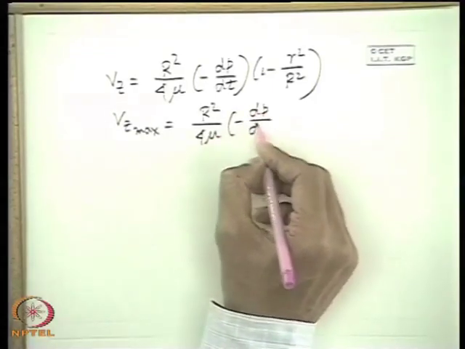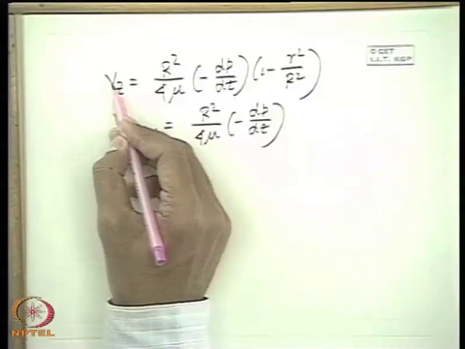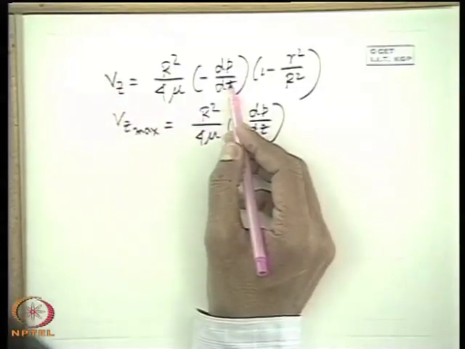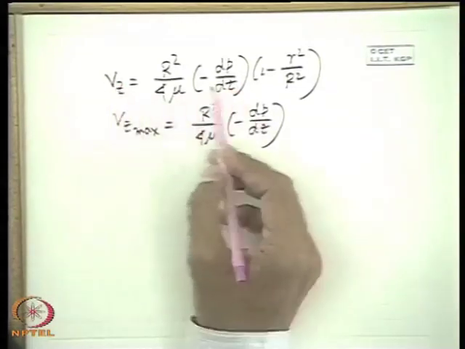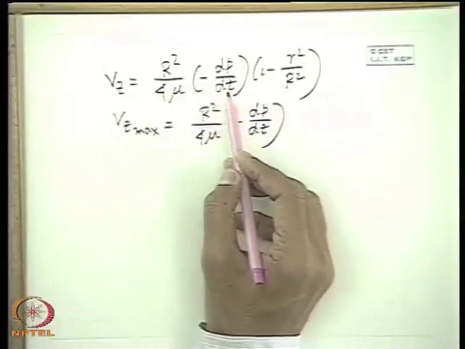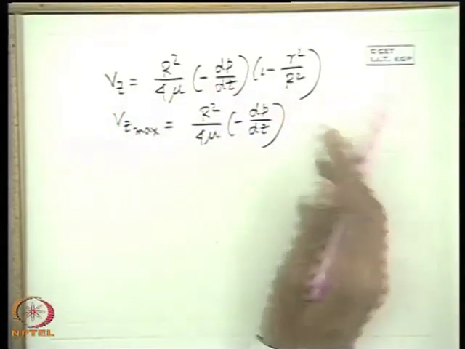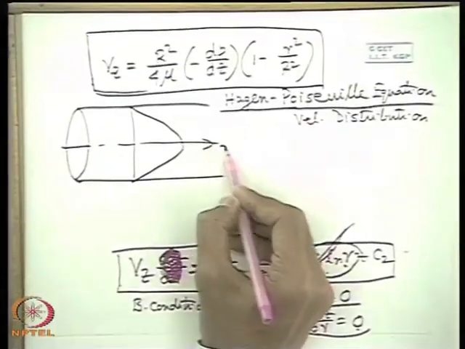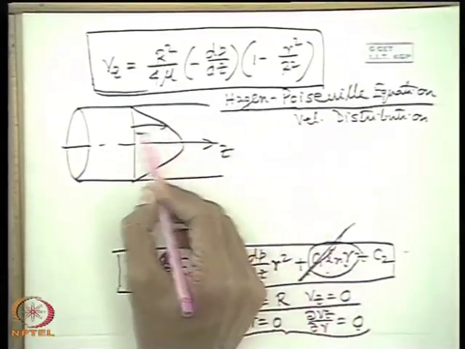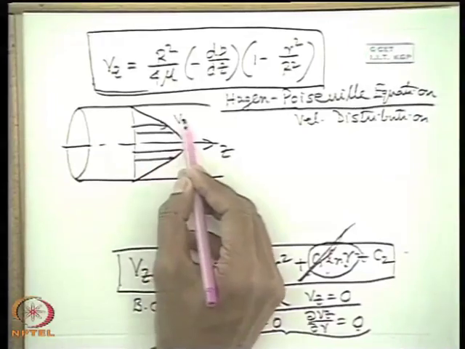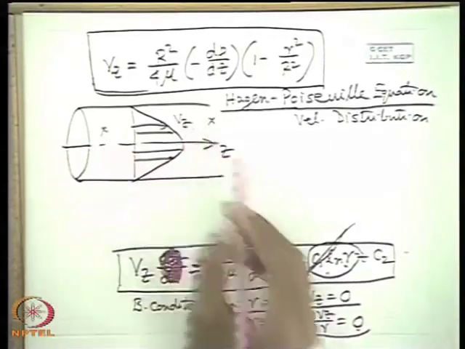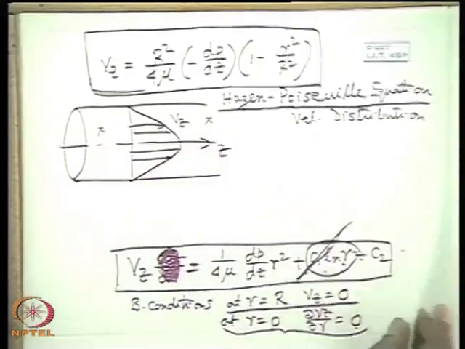Another thing is clear, that the sign of Vz is represented by the sign of dP dz. When dP dz is 0, Vz is 0. That means flow is entirely governed by the pressure gradient. A negative pressure gradient causes a velocity in the positive z direction and vice versa. Obviously, this is the z direction. A positive Vz means a negative pressure gradient. That means pressure here is higher, pressure here is lower. And the opposite is also true. And if dP dz is 0, Vz is 0.